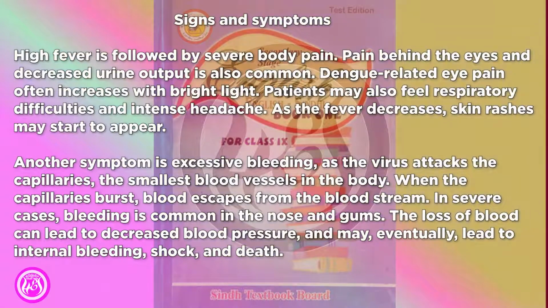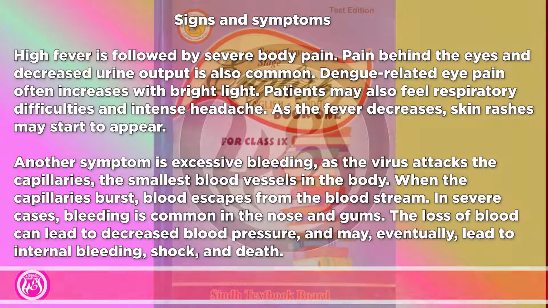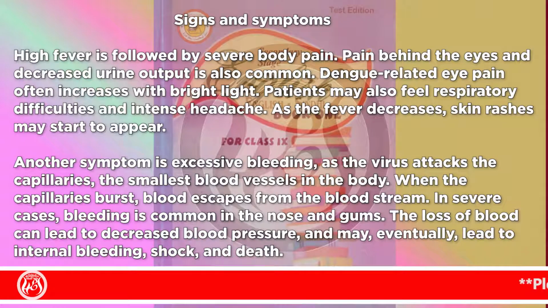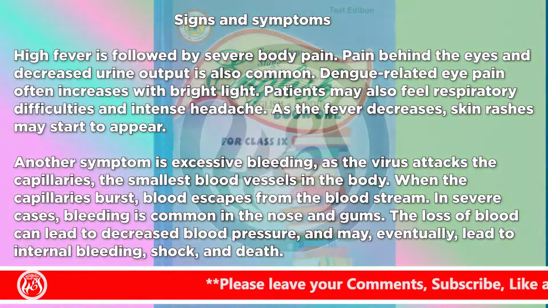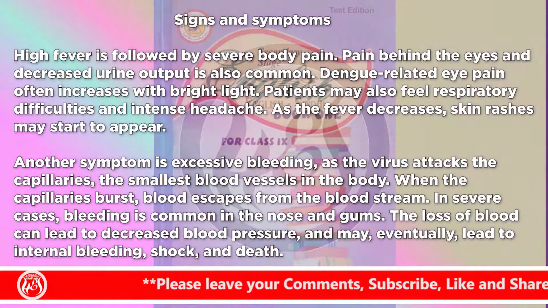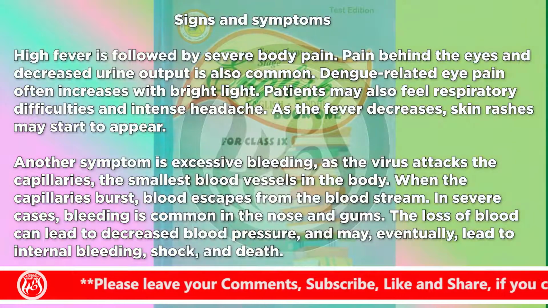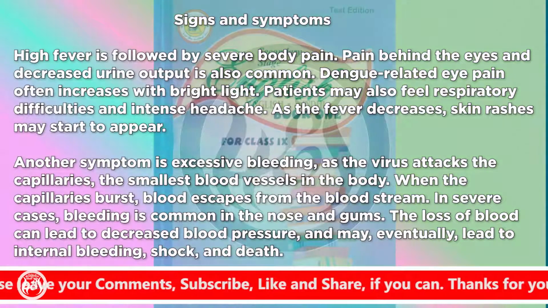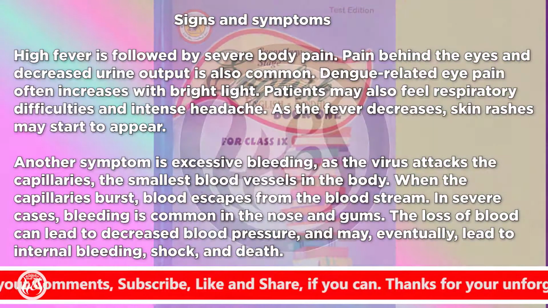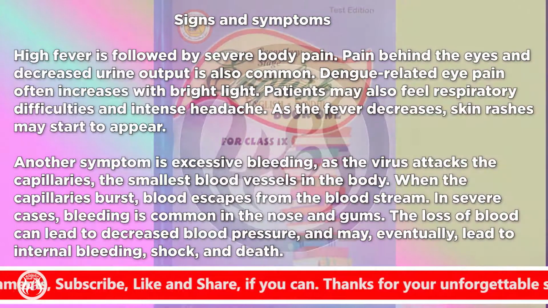Signs and symptoms. High fever is followed by severe body pain. Pain behind the eyes and decreased urine output is also common. Dengue related eye pain often increases with bright light. Patients may also feel respiratory difficulties and intense headache. As the fever decreases, skin rashes may start to appear.